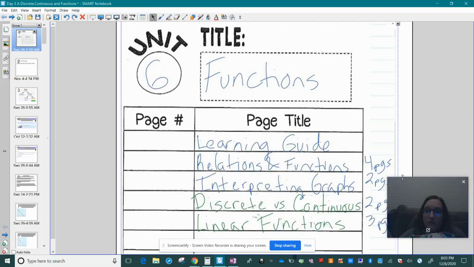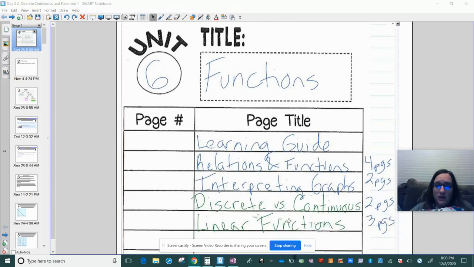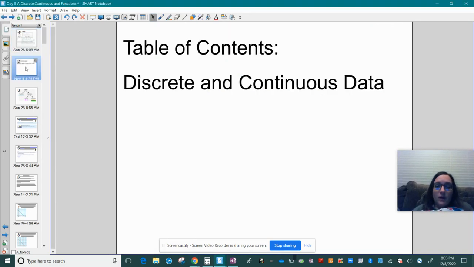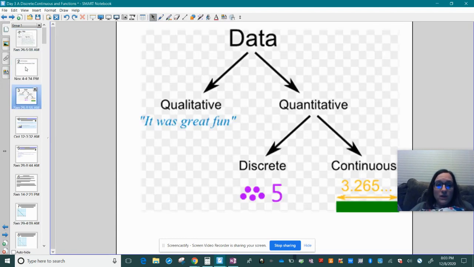Today we are looking at our functions unit, and we can fill in and update our table of contents, also update your page numbers. We're going to start with our discrete and continuous data notes.